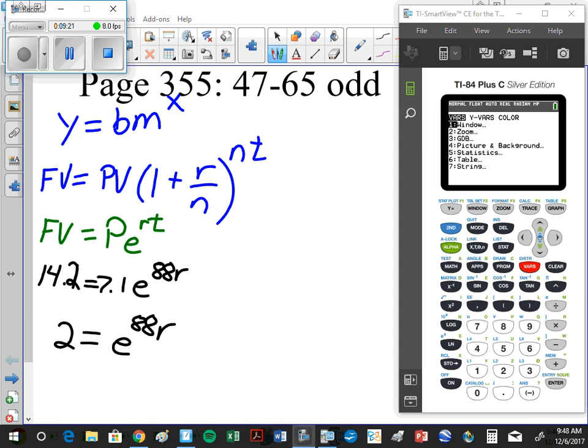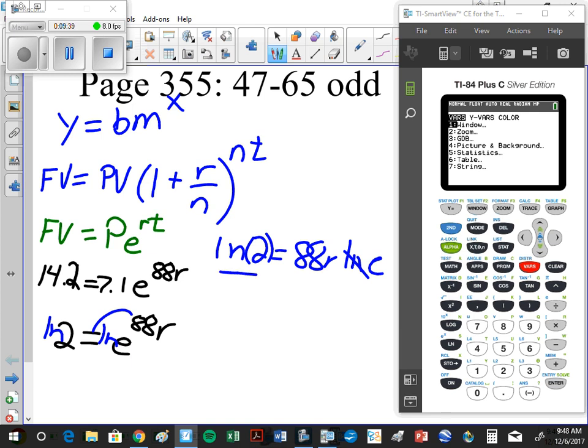All right, back to this problem. We're going to ln both sides and drop the 88r. ln of 2 is equal to 88r ln of e. But the ln of e is just 1. So now I take the ln of 2 and make sure you put the parentheses in the right place and then divide it by 88.